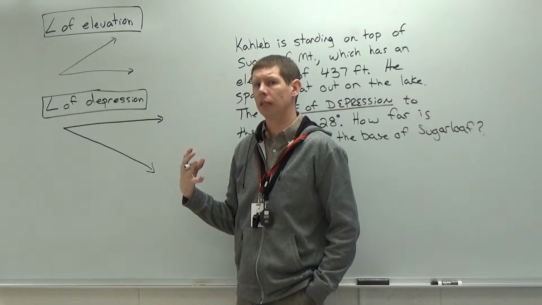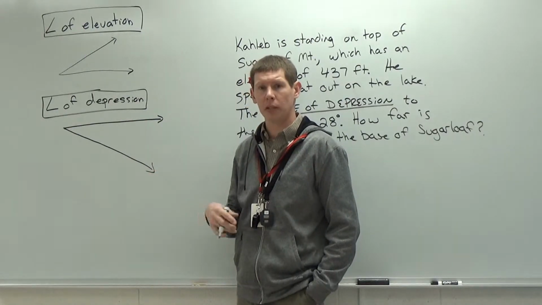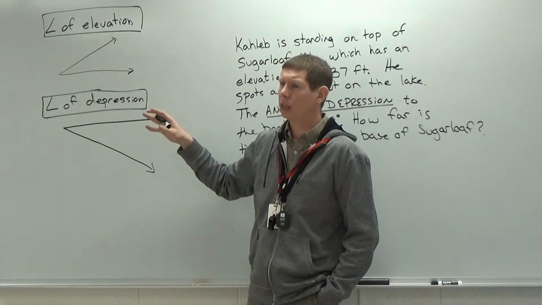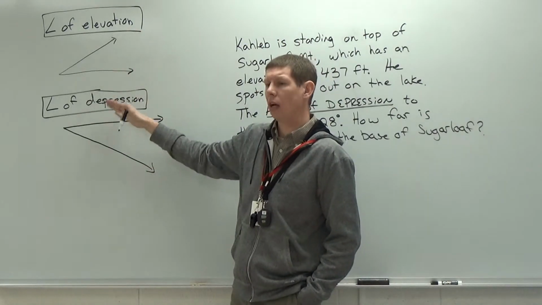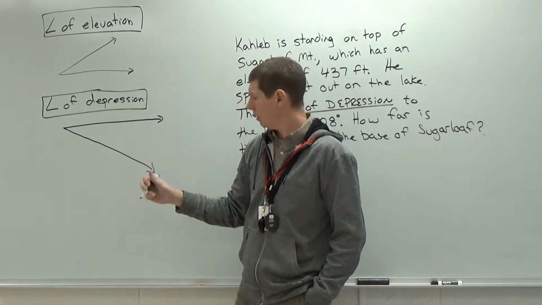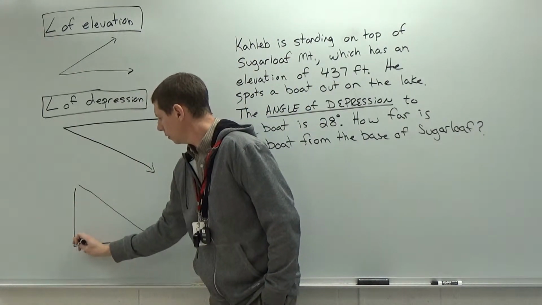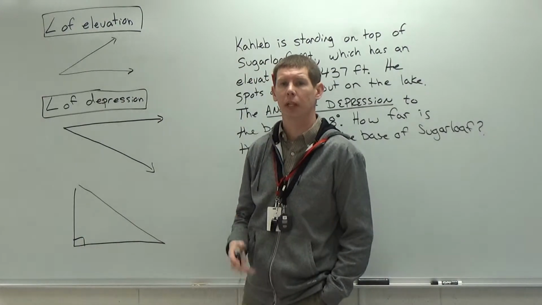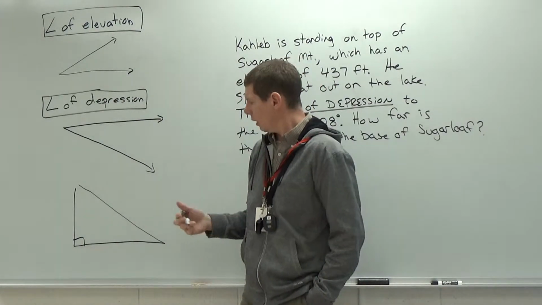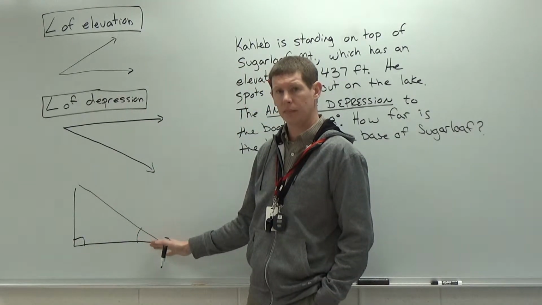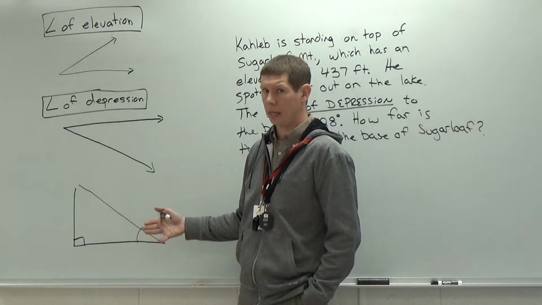Now we'll get into something, remember the Z from first semester, alternate interior angles. We'll talk about that in a second. But here's what we're going to do today. We're going to use this terminology to create right triangles. Now we're either going to deal with the angle of elevation or the angle of depression.